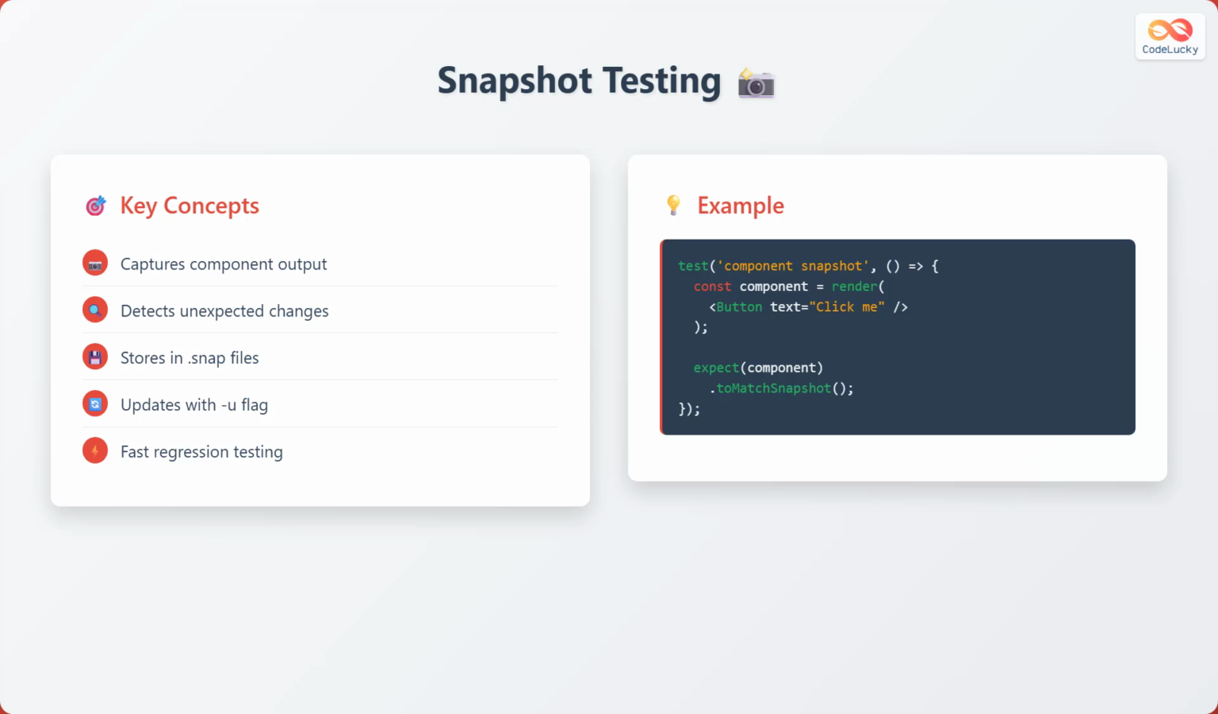Snapshot files are stored in a snapshots folder and have a .snap extension. When you intentionally change a component and want to update the snapshot, use the -u flag when running tests. Snapshot testing is particularly effective for catching unintended changes in user interface components. Here's how it works. Render a component, such as a button with text "click me," then use expect component dot to match snapshot. This creates a snapshot of the component's structure and content for future comparisons.